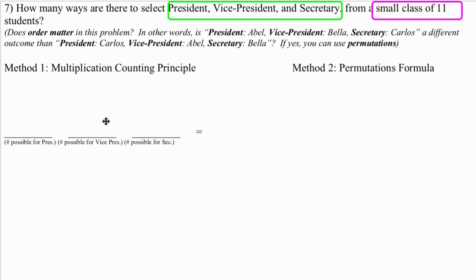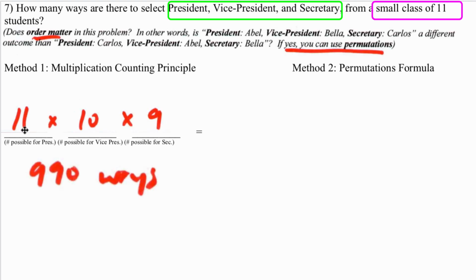So again, you can use the multiplication counting principle. How many different possibilities are there for president? Well, there's 11 students, so you can say 11. Then I pick that student, etc. So I have 11 times 10 times 9. I punch those in, that's 990.